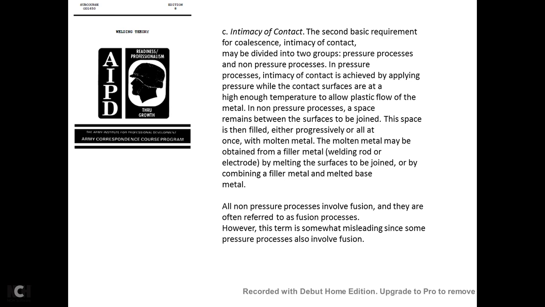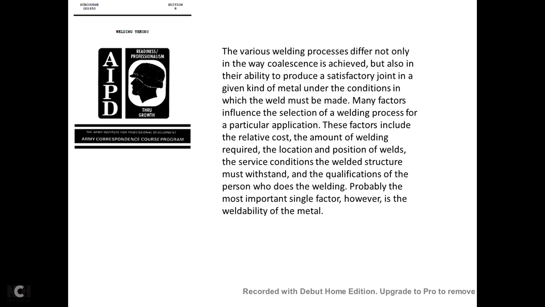In the non-pressure processes, a space remains between the surfaces to be joined. The space is then filled, either progressively or all at once, with molten metal. Molten metal may be obtained from a filler metal, welding rod, or electrode, by combining the filler metal with the base metal. All non-pressure processes involve fusion, so they are often referred to as fusion processes. However, the term is somewhat misleading, since some of the pressure processes also involve fusion.